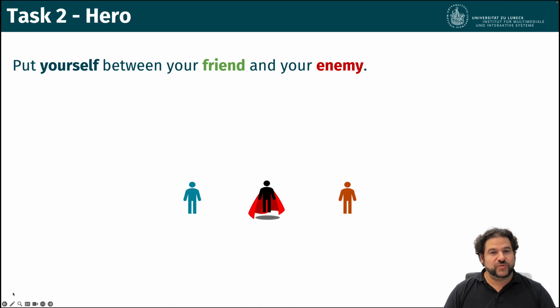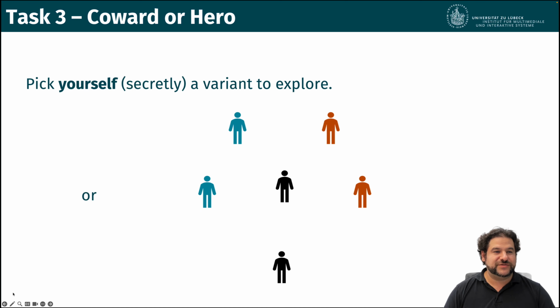Once again, think about what is going to happen if everyone is playing this game, picking two different random people from a group and trying to put themselves in between their friend and their enemy. Try to keep that in mind while we put on the third game, which is even harder.